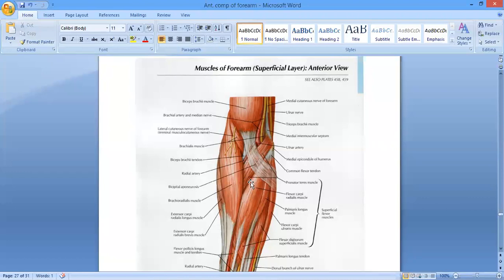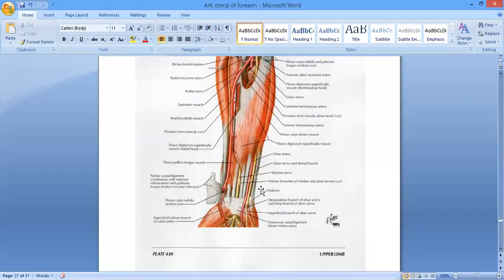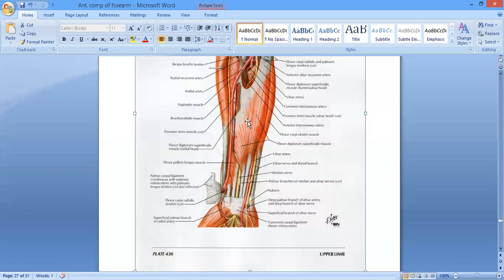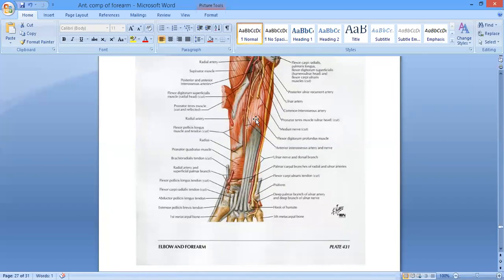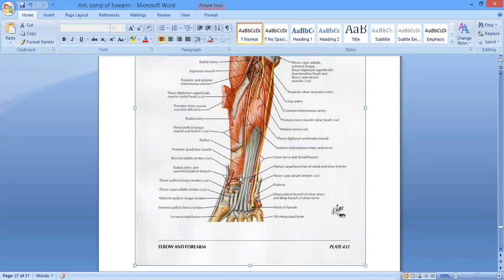Pronator teres is number 1, flexor carpi radialis is number 2, palmaris longus is number 3, flexor carpi ulnaris is number 4, right? And then we have a second group, intermediate, it contains only 1 muscle, the flexor digitorum superficialis. It is also called the sublimis. Flexor digitorum sublimis. And then the deeper group consists of 3 muscles: flexor digitorum profundus, flexor pollicis longus, and the third one is the pronator quadratus muscle, right?